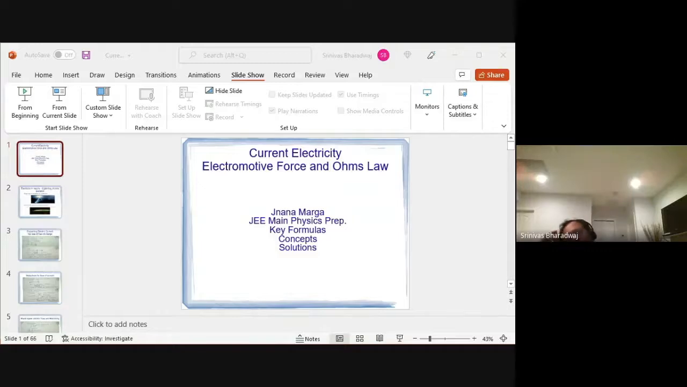I'm going to, of course, talk to you about resistivity. R equals rho L by A, where rho is the resistivity, which is 1 by sigma, where sigma is the conductivity of the particular material.